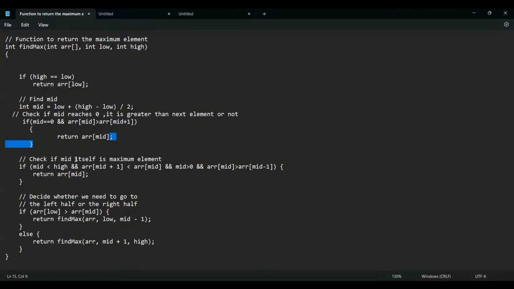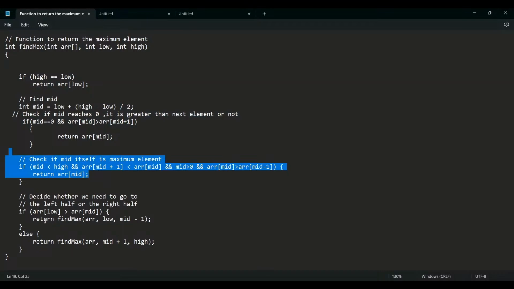Otherwise, we'll check if mid or mid plus 1 is the peak. If ARR mid is more than this, and this mid is more than 0, this is also checking that only the mid is maximum. This is the case when mid is between low and high, and this is the case when it has reached one of the corners. When it has reached one part of the boundary, we cannot check before it, so we cannot check for mid -1. But here, since it is in between, we can check for mid -1 also.